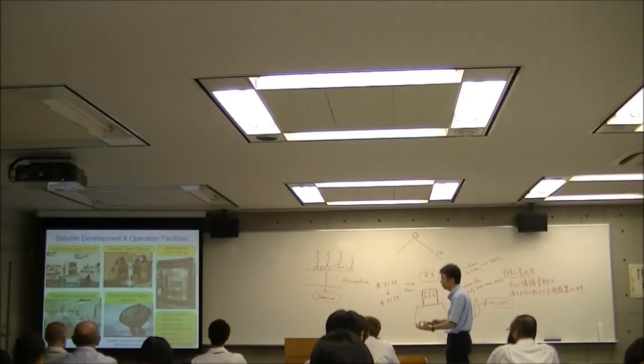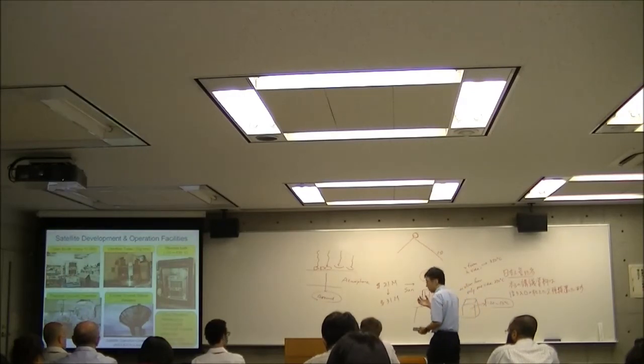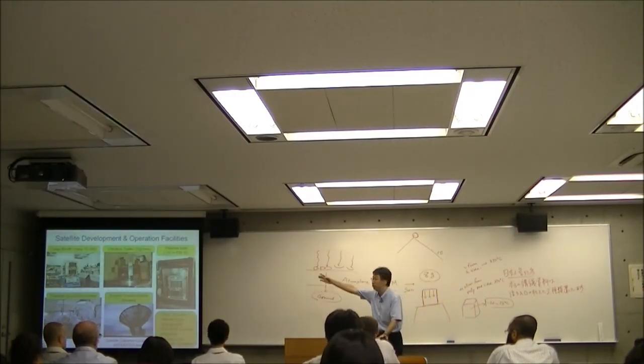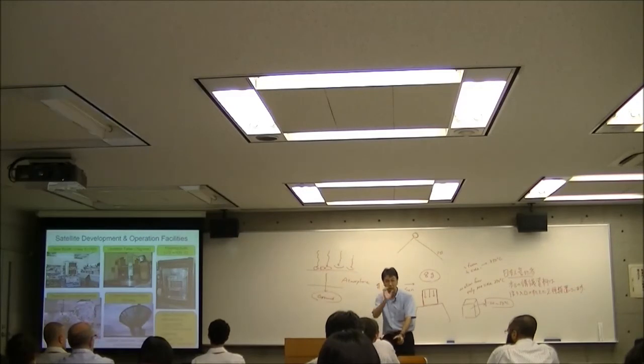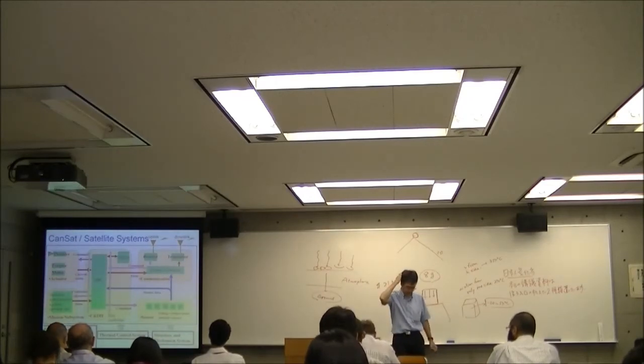Right. But we don't have a thermal vacuum chamber, so we bring our satellite to an outside organization to test it, okay? And this kind of facility will be required if we develop a real satellite, okay? But CanSat will not require this kind of facility. You can manually do some ground tests for CanSat. So this is a very, very big difference.